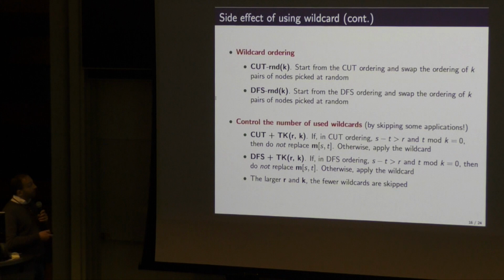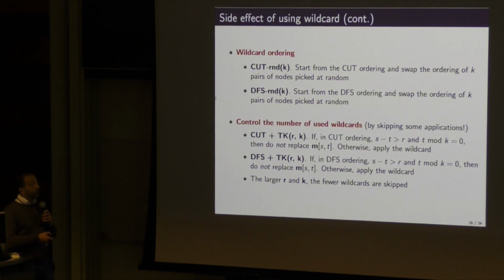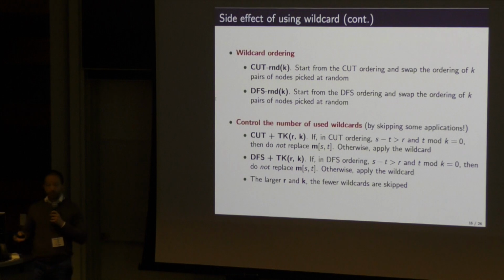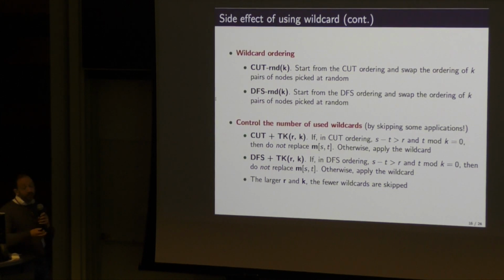TK has two parameters, R and K. Take a cell (S, T) that will be replaced with a YCard according to the YCard ordering. If, for CAT TK, in the CAT ordering the difference between the indexes of source node S and target node T exceeds the parameter R, and T is a multiple of parameter K, then TK does not replace the cell (S, T) with a YCard. Otherwise, it applies the method as before. Basically, parameters R and K control how many YCards to skip. The larger R and K, the fewer YCards are skipped. DFS Random and DFS TK do the same with DFS.